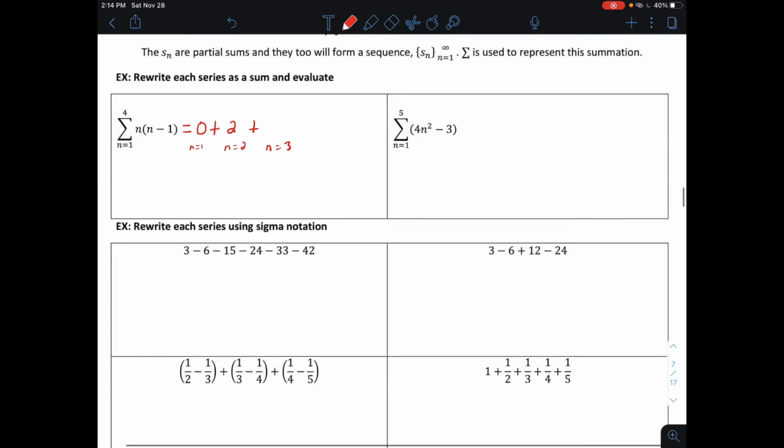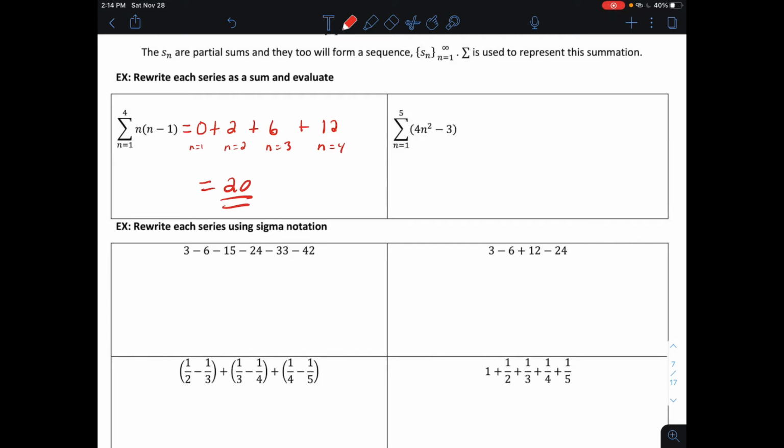So we'd have 3 times 3 minus 1, 3 times 2 is 6. And then plus, we keep going until we put in 4, which is the top number of this series. 4 times 3 gives me 12. So I expanded the series. Now we add up all those numbers, and so the sum of that series is going to equal 20.